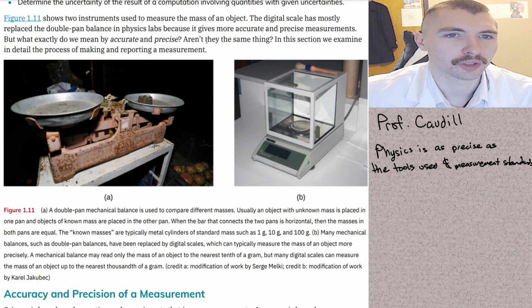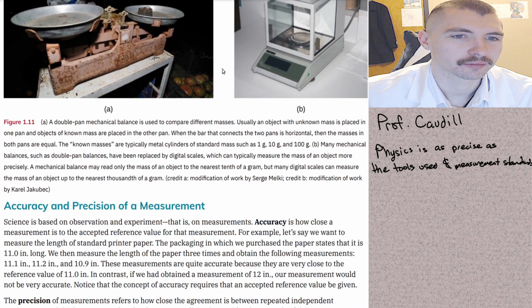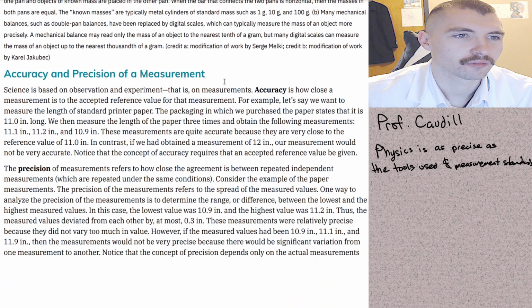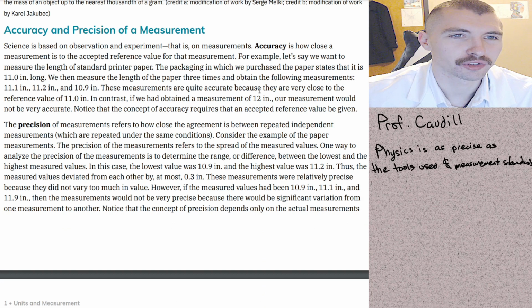So we have two instruments. The digital scale has replaced the double pan balance. It is more accurate, more precise. What do we mean? Science is based on observation and experiment. That is, in other words, measurements. Accuracy is how close a measurement is to the accepted reference value.